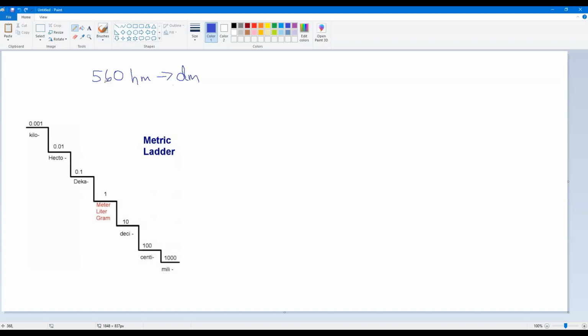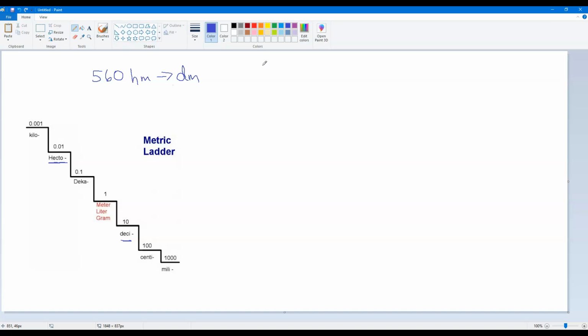So you want to convert 560 hectometers to decimeters. Here's our hectometers here, and here's our decimeters in terms of the metric ladder. I like to use the metric ladder because it puts all of our prefixes for our metric units in the right order and also gives us our conversion factors as well.